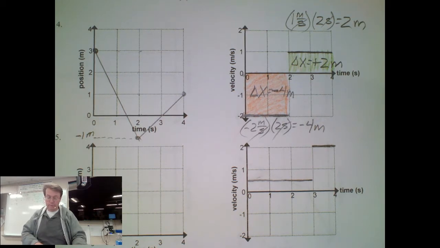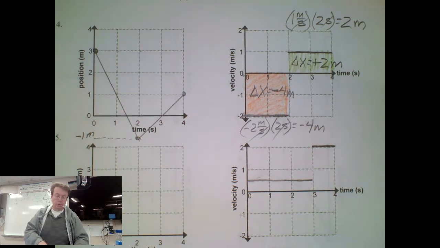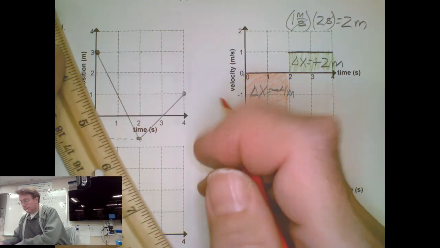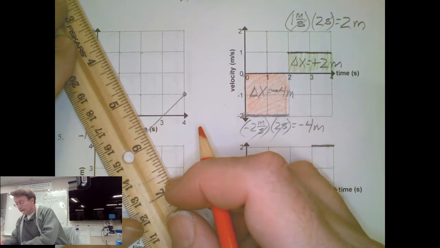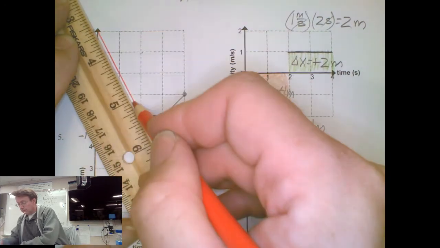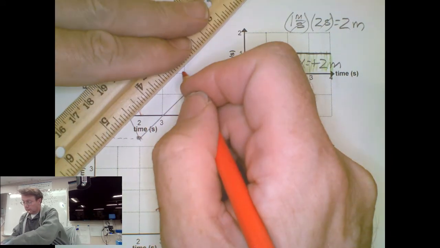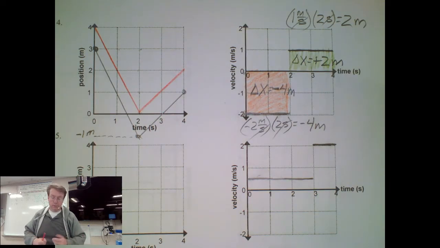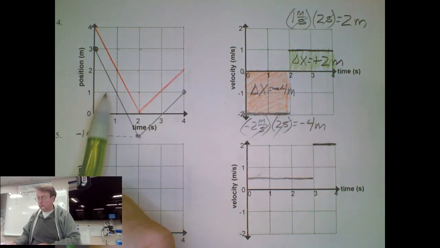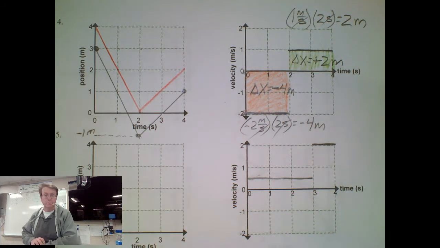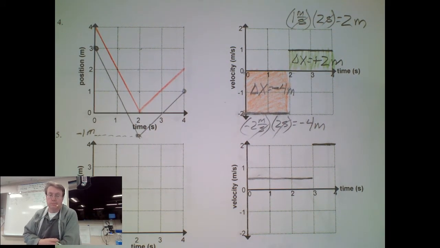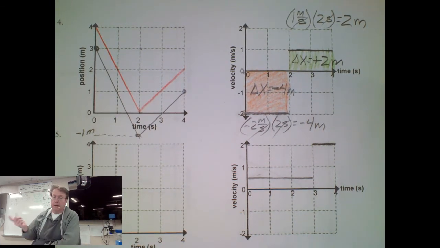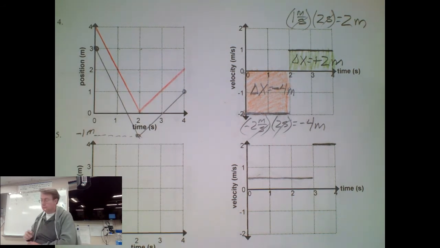Now, are there other possible correct answers? Yeah, there's an infinite number of them. So you could have started at 4. And in that case, the lines would have looked like this and this. They'd be parallel lines to the original ones. They would have the correct slopes for the right time periods. And that would also be an answer. So there's actually an infinite number of possible correct answers going backwards from velocity to position.